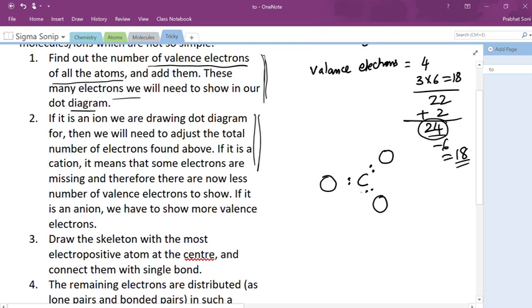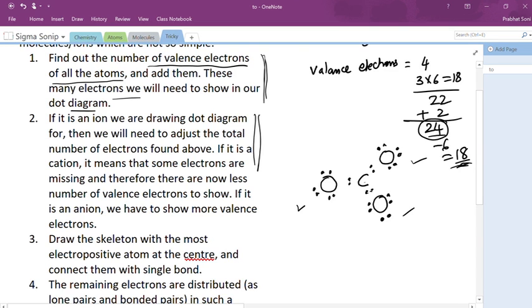Each of these oxygens already has 2 electrons there. So to complete the octet on each oxygen, I just need 6 electrons. Out of these 18, I can give 6 to each of these oxygen atoms. So 1, 2, 3, 4, 5, 6. Three times. Now all my 24 electrons are used up, and each oxygen has an octet.